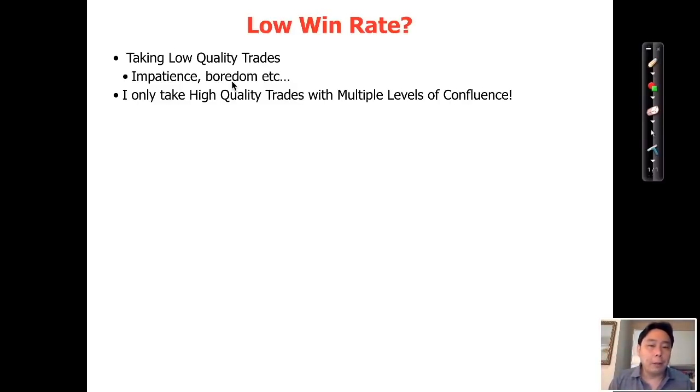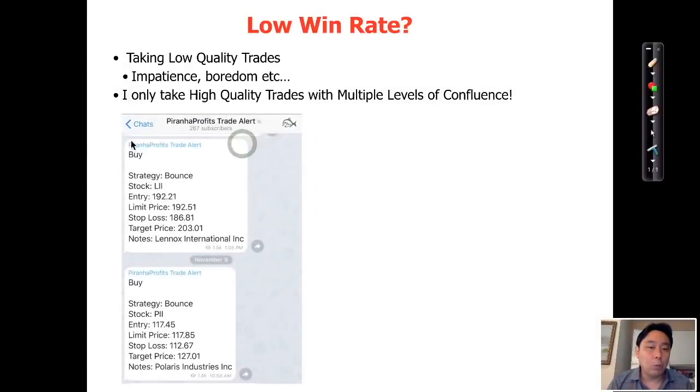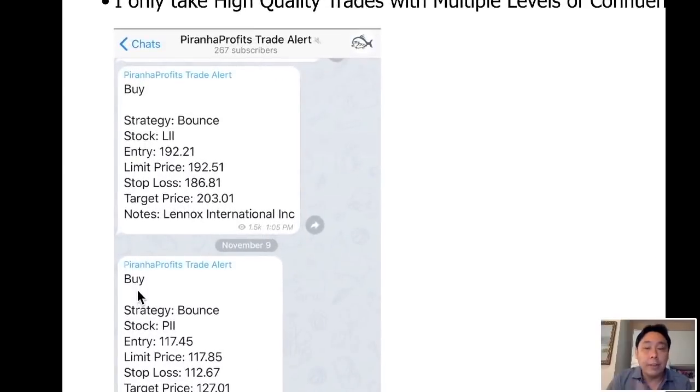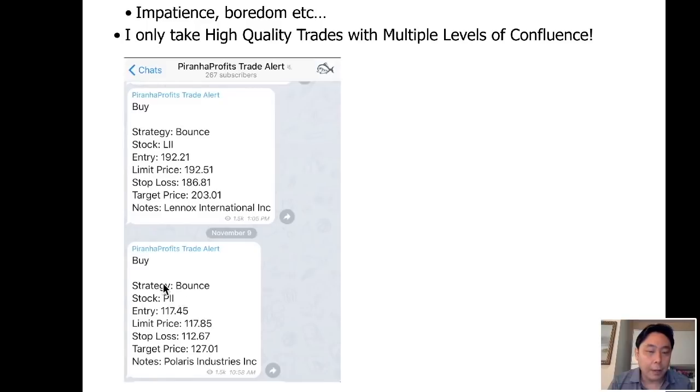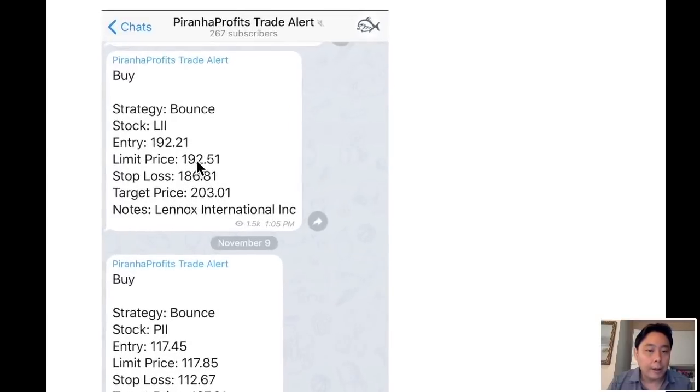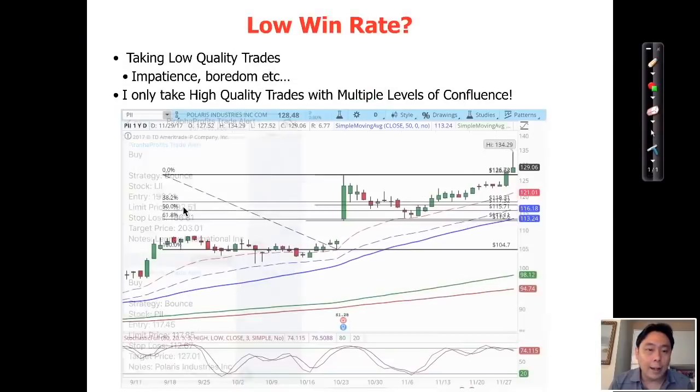So for example, if you are on my trade alert service or you follow my trades, I only take very high quality trades with multiple levels of confluence patterns. In other words, when all the stars are aligned, I take those trades. So quality trades over quantity trades. For example, these were some of my trade alerts this month, and you can see that this was LLI, right? I sent this trade alert as well as PII. Okay, so I sent these trade alerts this month, and take a look at why I send those trades.